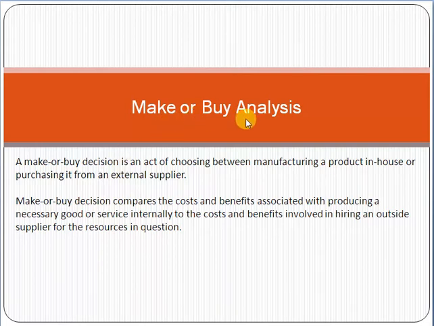Make or buy analysis. Before going deep, friend, just try to understand that this is a topic of project management. Whenever we are implementing projects, we have to take a decision whether we have to make it, or buy it, or outsource it. This is a topic of project selection methodology, or you can say project implementation. When we are implementing projects, we have to decide whether to make it, buy it, or outsource it.